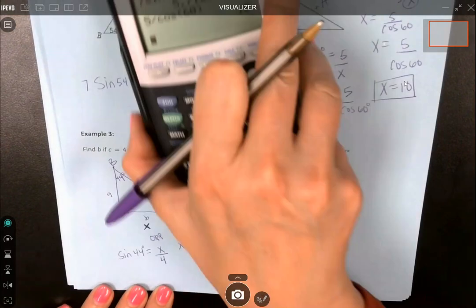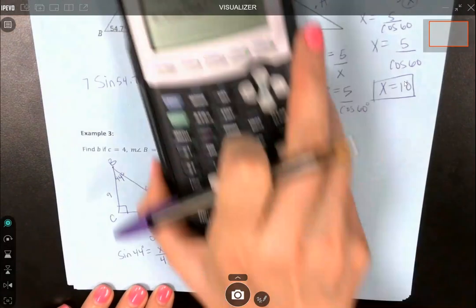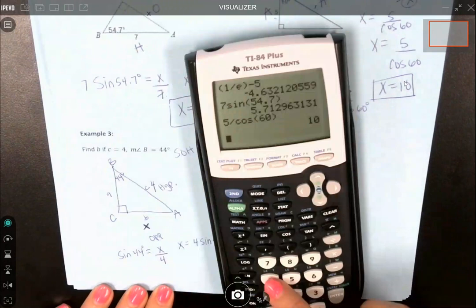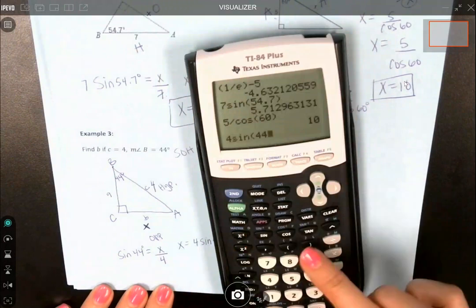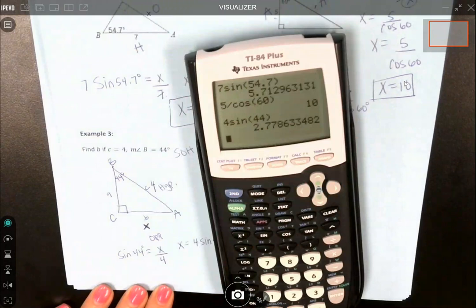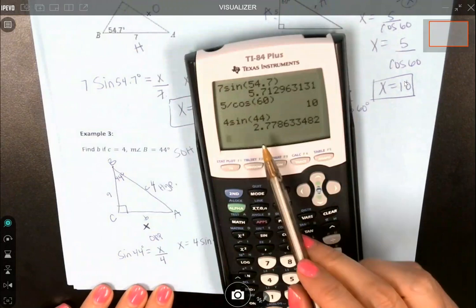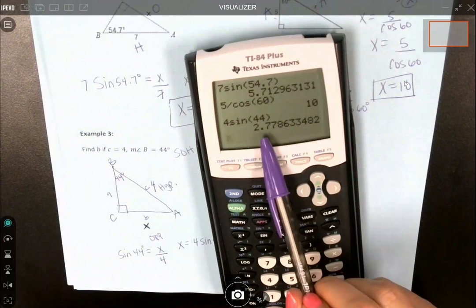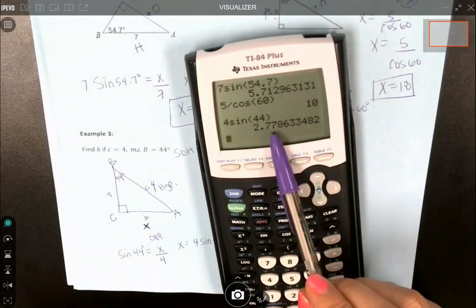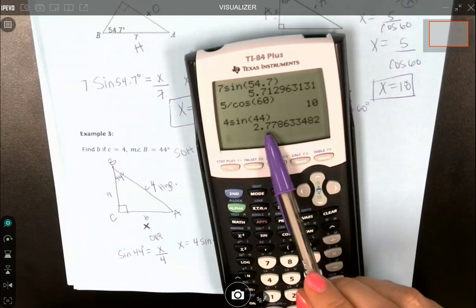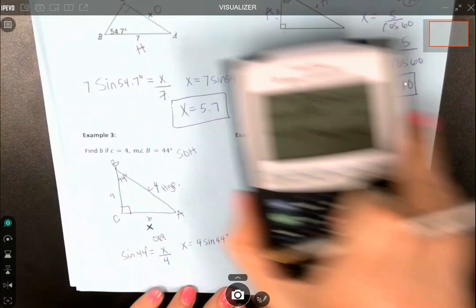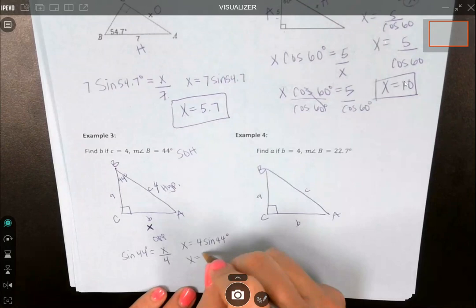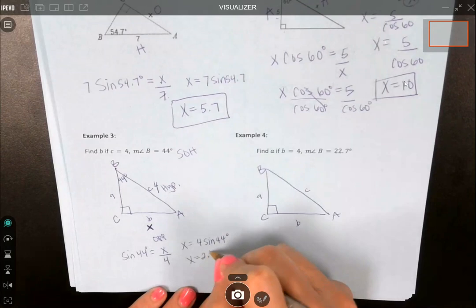So we're just going to put that in the calculator. So 4 times the sine of 44. And we get 2.77. Now, I want you to see that this is a 7, and then that second number is a 7. So this 7 is actually going to turn into an 8 with rounding, okay? So x equals 2.8.